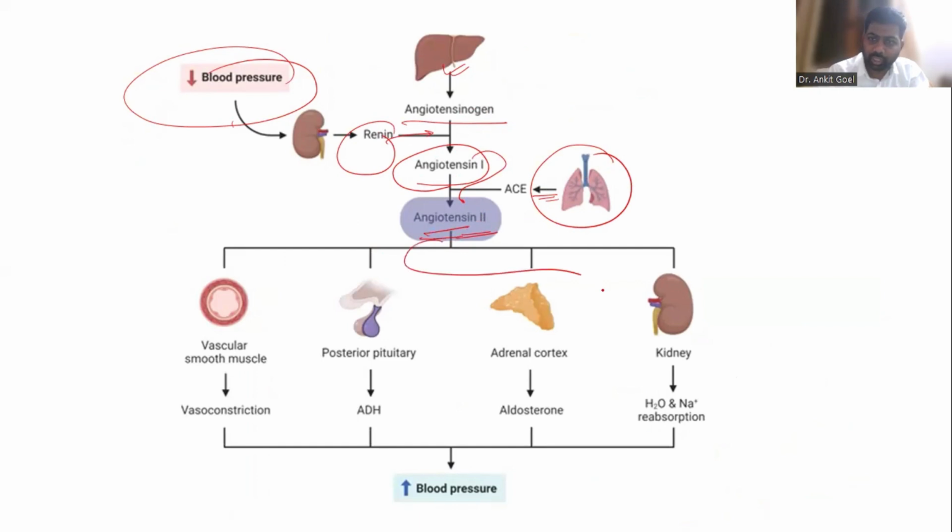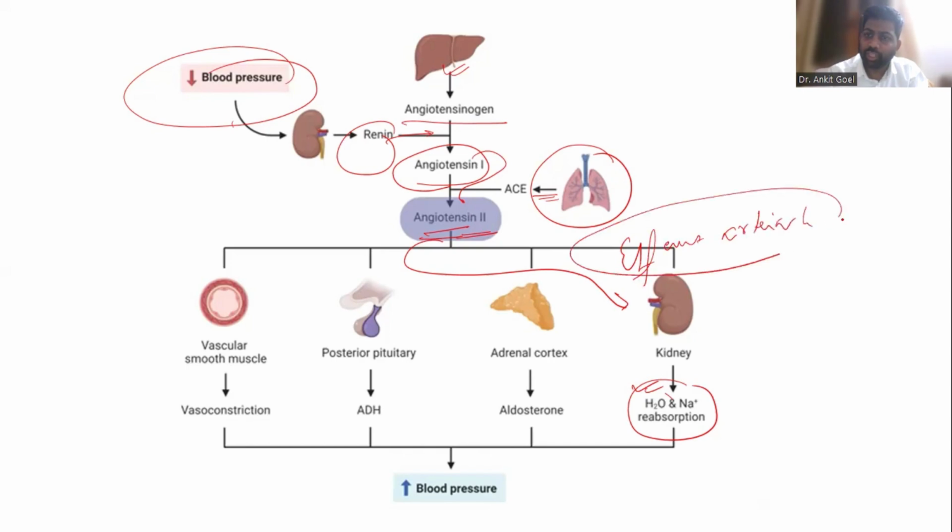So where does it act on the kidney? It will act on the kidney to cause sodium and water reabsorption, and it will also act on the kidneys to cause efferent arteriolar vasoconstriction. It mainly causes efferent arteriolar vasoconstriction so that the GFR can increase and the urine can increase. And also it's a vasoconstrictor, so the blood pressure can also increase.